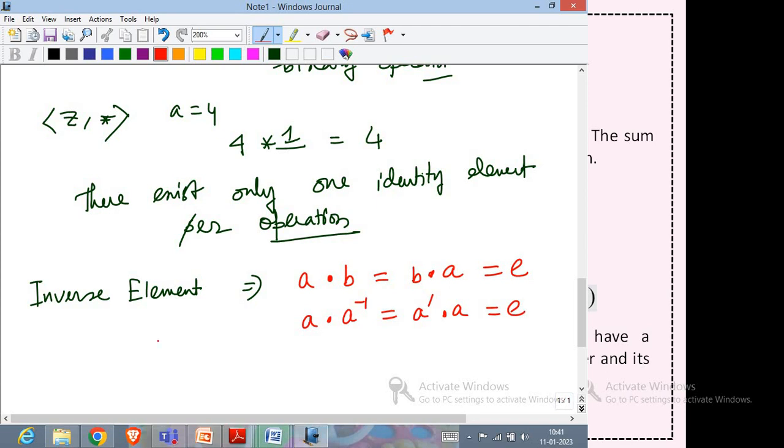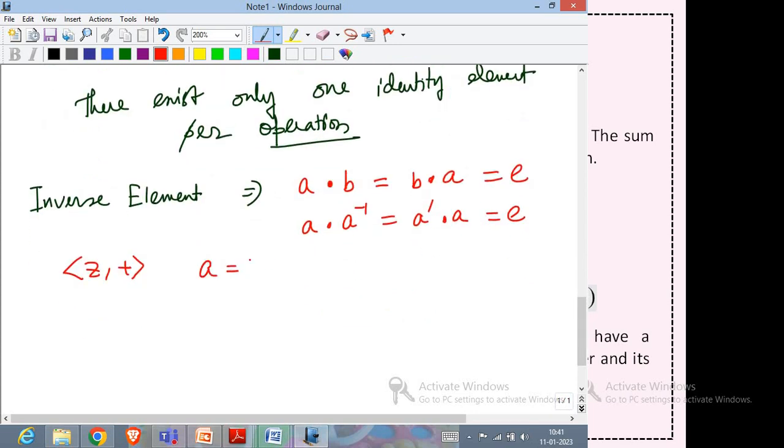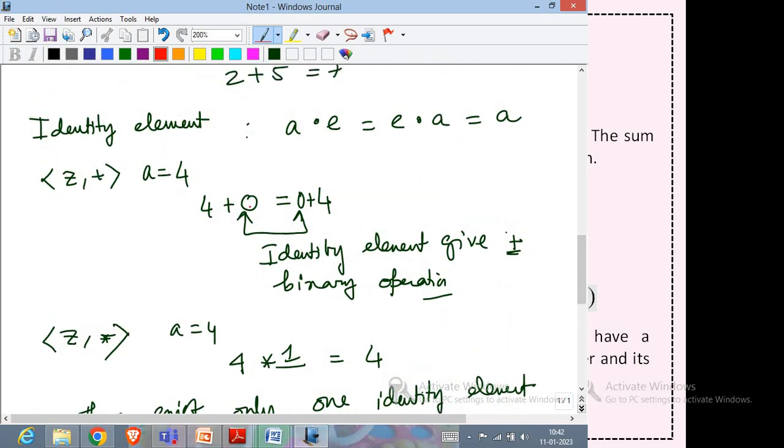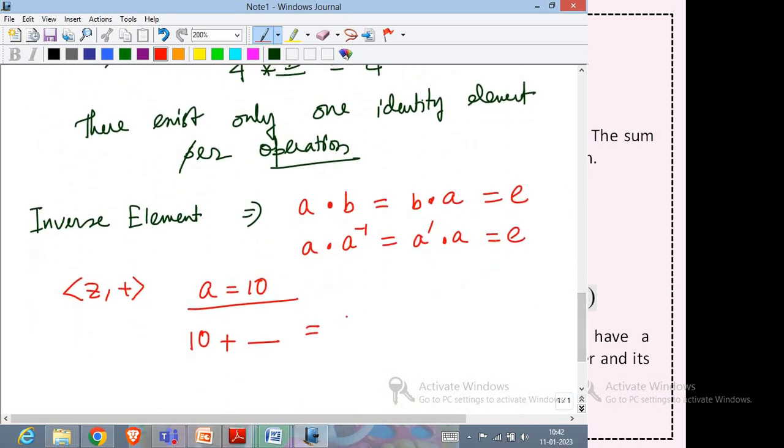Can you find me the inverse element for Z comma plus? Can you do it? Take any element, for example, I give you the element 10. A equals 10. What will be the inverse element of it? Very simple. 10, what is the formula? Dot here is plus. For our case, dot is equal to plus. So 10 plus something, such that for plus, what is the identity element? The identity element for plus was 0. So your right hand side is equal to 0.